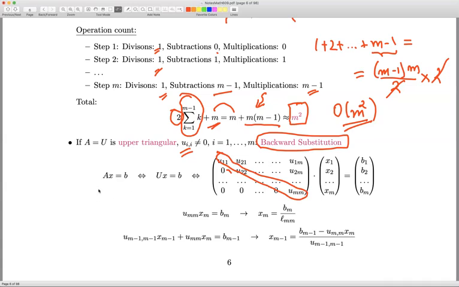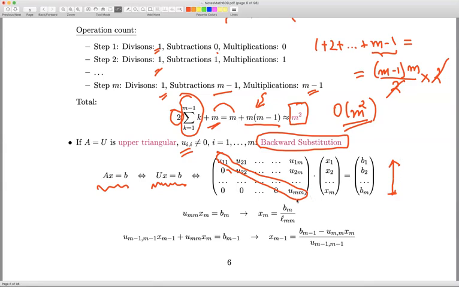And again, we write Ax is equal to b. Instead of A, we write U because A is an upper triangular matrix, and then write down what the system is and what the corresponding equations are. And so what we do, we start from the bottom up this time. That's why it's called backward substitution, because we start from the bottom and make our way up.